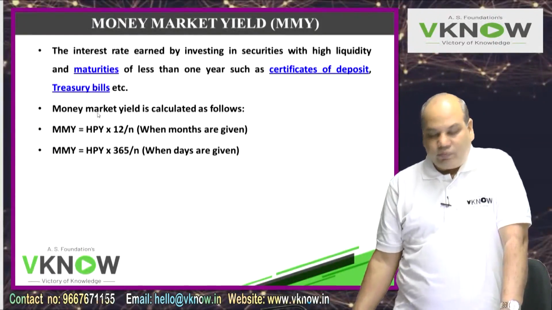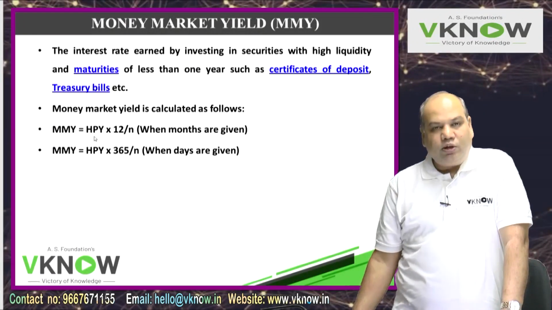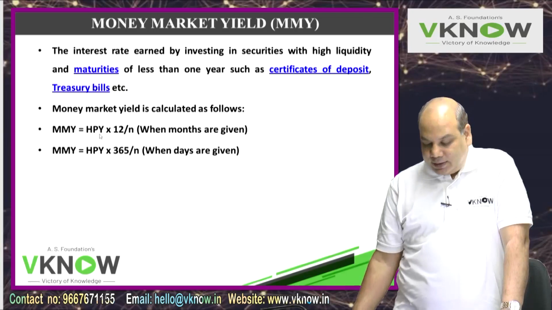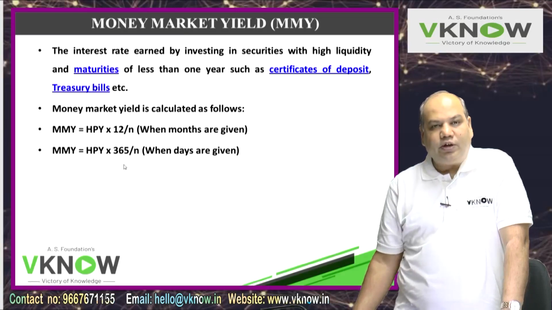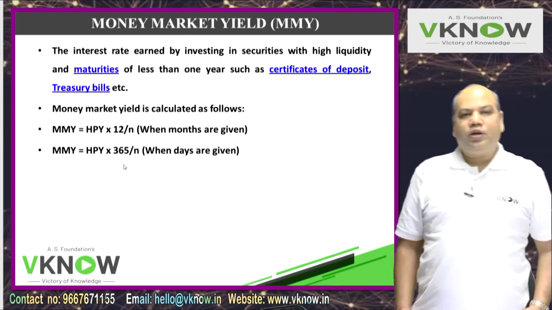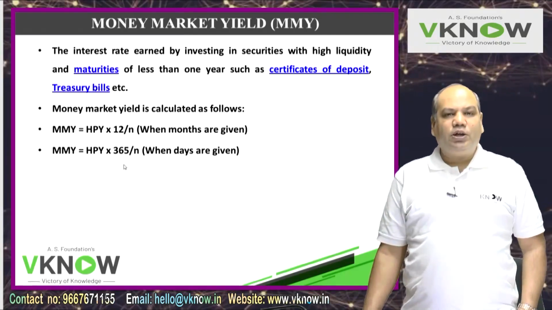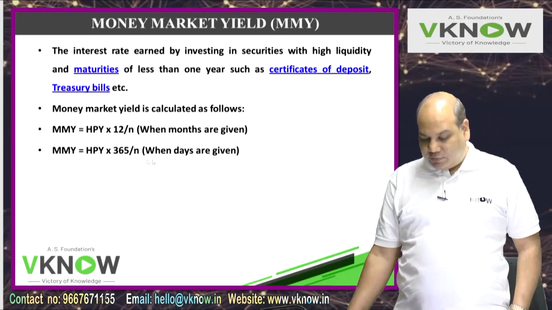So suppose you are holding the certificate of deposit only for 3 months, calculate the holding period yield and then multiply by 12 by n. Multiply by 12 by n. So this will give you annualized return. Suppose you are holding for 70 days or 60 days or 80 days, then you can compute the annualized return by multiplying by 365 by n when days are given.